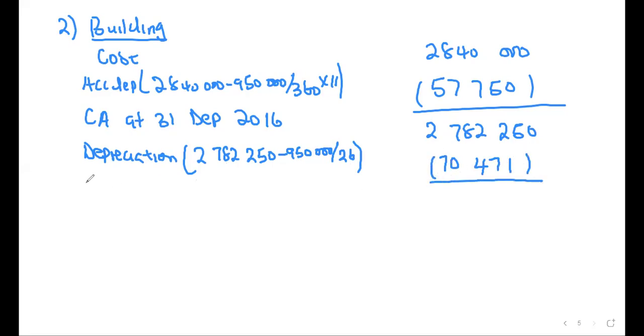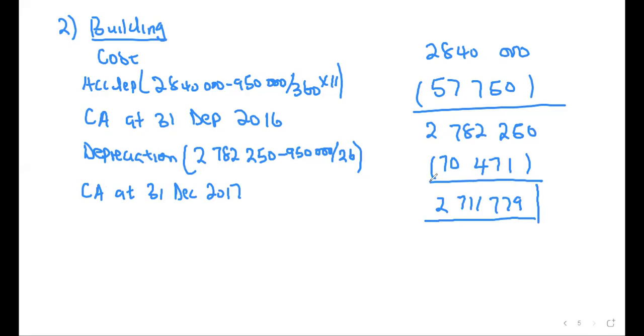Yes. Then we need the carrying amount at 31 December 2017. So which means we just subtract to get the carrying amount there. How much is the carrying amount? Subtract from, so it's going to be how much? 2,711,779. So that is what we take to our PPE.